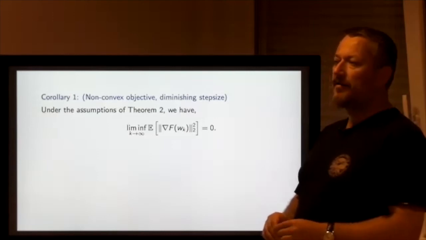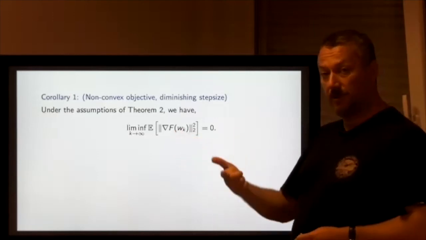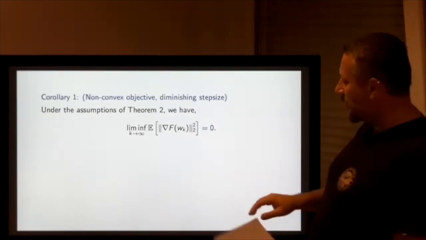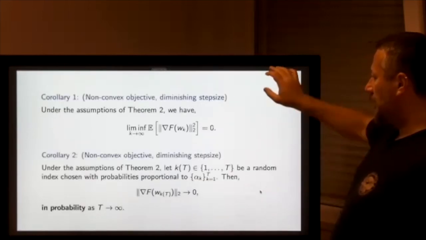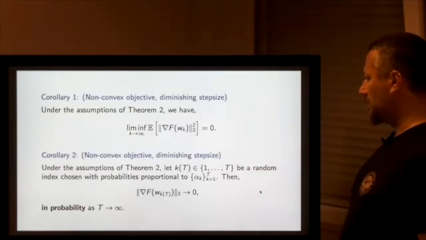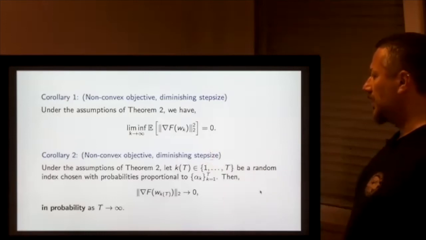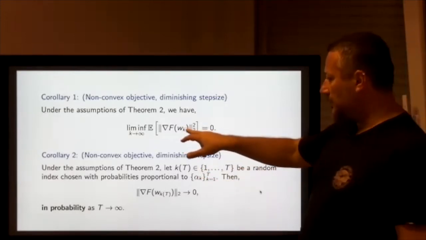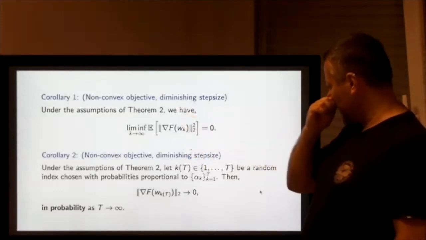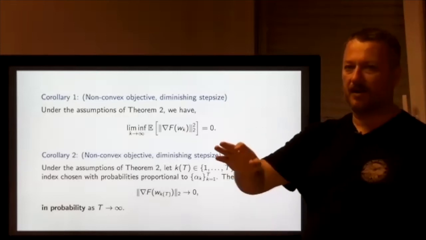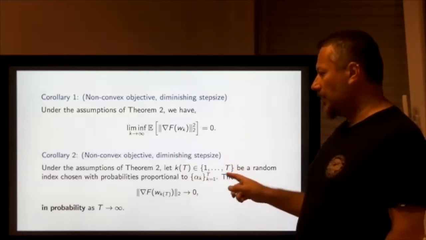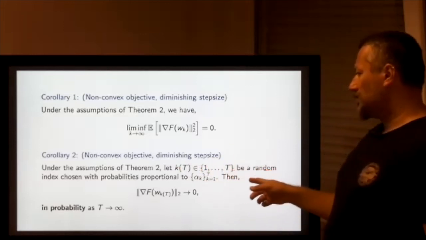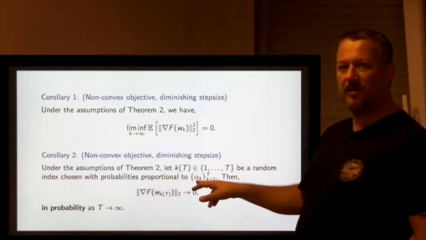Actually, we can give stronger results on the convergence of these to 0, to a stationary point. But we have to assume some more. Before assuming something more, I want to give you another result. Again, non-convex objective function, diminishing step sizes, and under the assumptions of Theorem 2, nothing extra, we can also say another kind of result. Instead of looking at the gradient at the last point, let's assume we let the SGD method run for T many steps, and then we choose an iteration in between randomly, but not uniformly. We choose it with probabilities proportional to the step sizes.